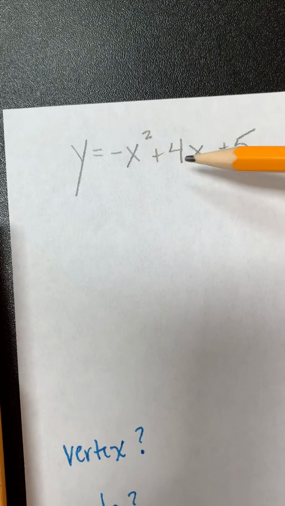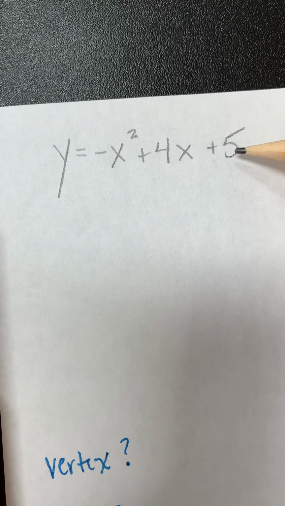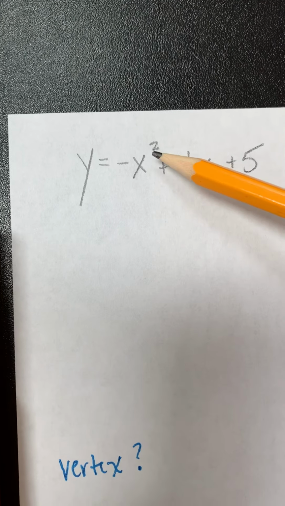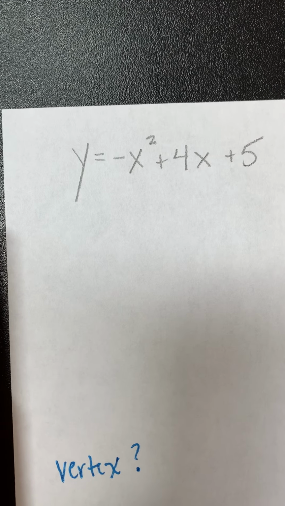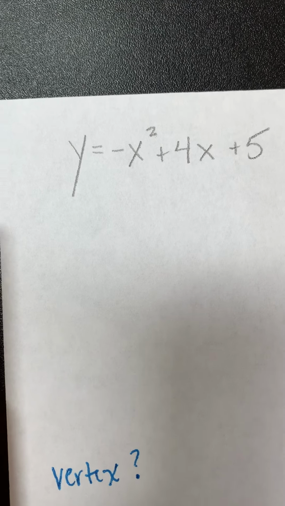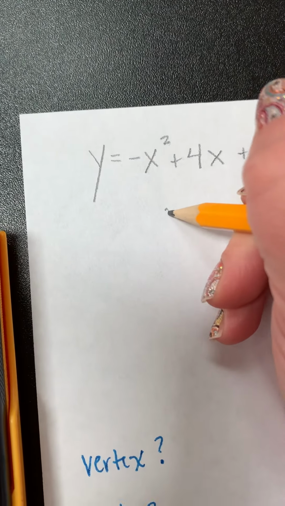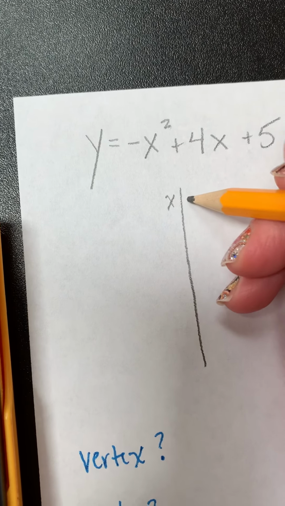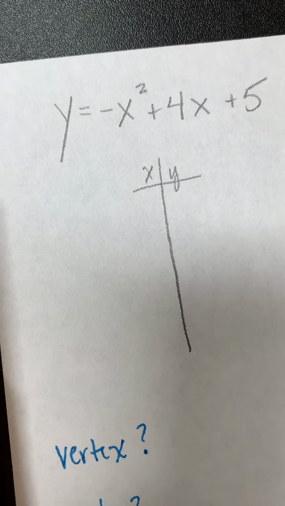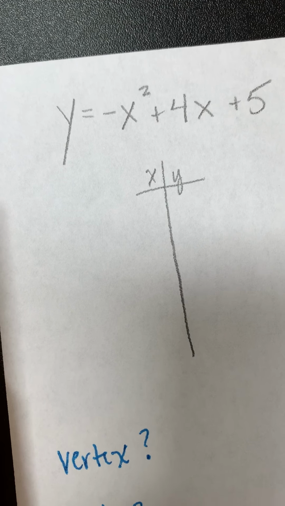Y equals negative x squared plus 4x plus 5. This is a parabola. How do I know that? Because all quadratics are parabolas, and I know it's a quadratic because it has a 2 for the highest exponent. So when they say graph it, we have to have a table. We have to have a table. So we're going to use the calculator to do that.